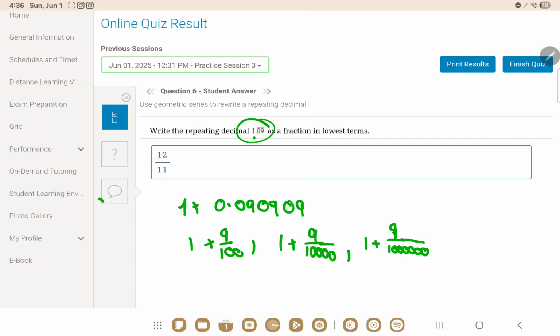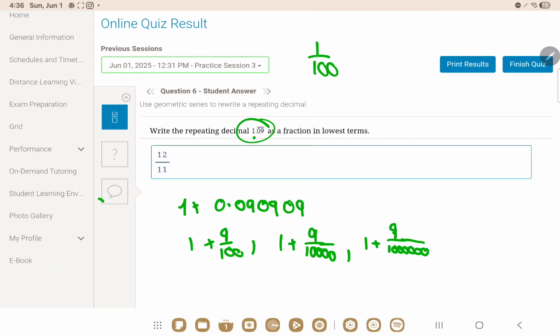That's our geometric progression. So what's the common ratio? The common ratio here is 1 over 100. Divide it, and you're going to get that; that's your common ratio, when you divide 9 over 10,000 by 9 over 100.